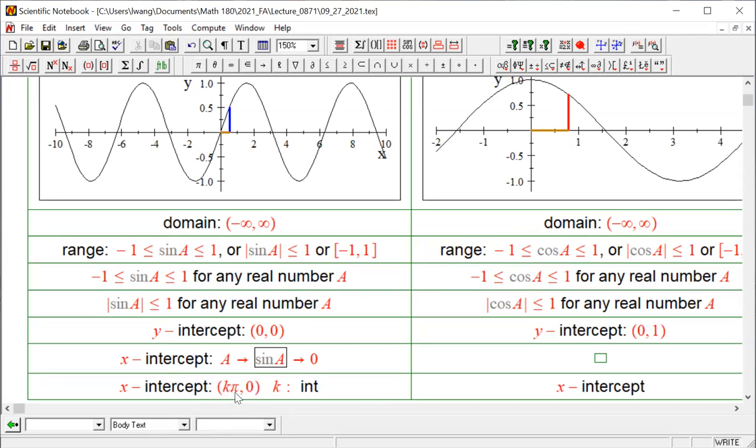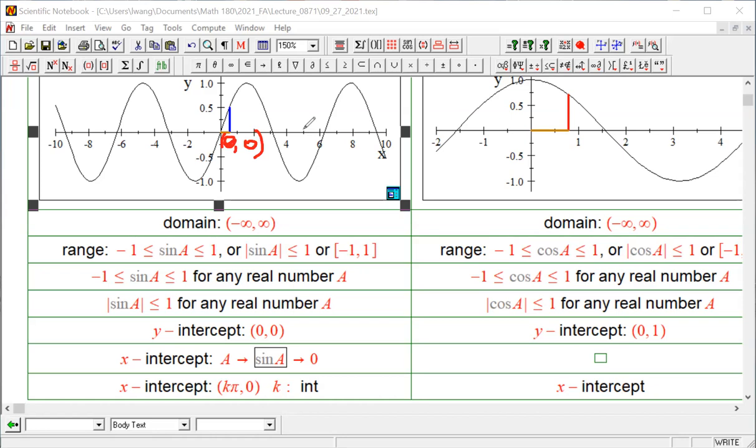So if k equals 0, it's 0, 0. If k equals 1, pi comma 0, right? If k equals 2, 2 pi comma 0, 3 pi comma 0. So reflected on the picture on sine, can you mark those points on the sine curve? Can you mark these points? So this point is what? 0, 0, right? It's both x-intercept and y-intercept, right? This is 0, 0.